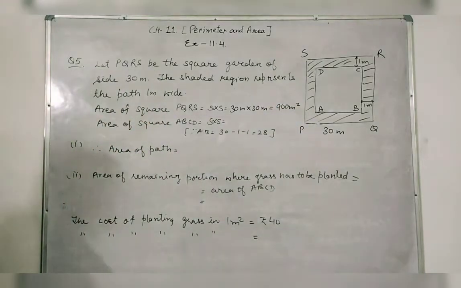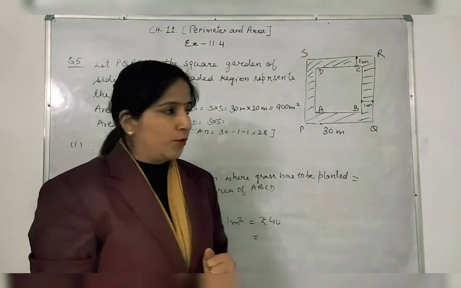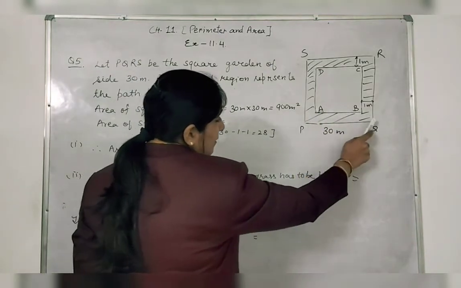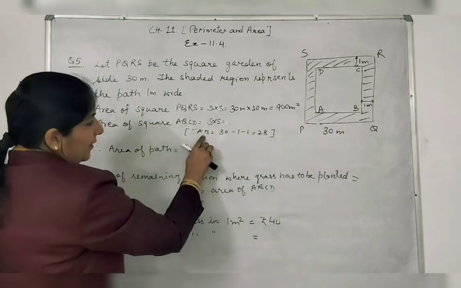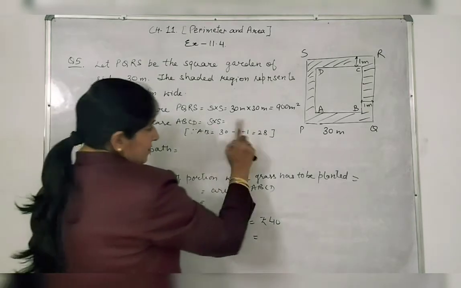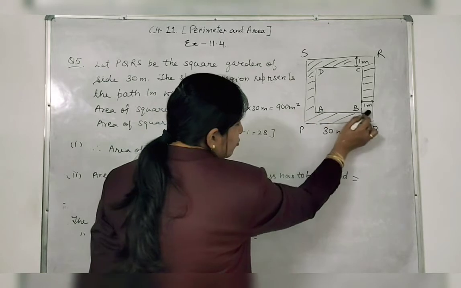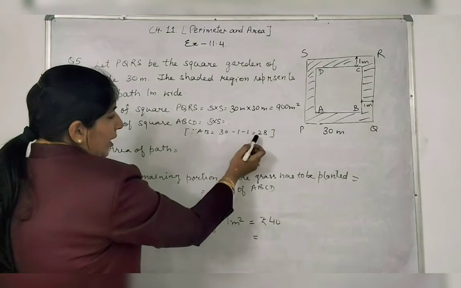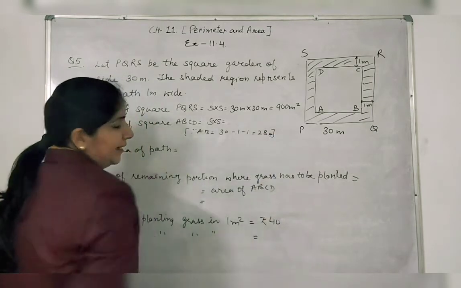Fine. Now, area of square ABCD. To find the area of the inner square, we should know the side of the inner square. So the side is AB, but here the side is not given. We have the measurement of PQ and we know the width of the path. So how can we calculate? We can calculate AB as 30 minus 1 minus 1. Why are we subtracting 2 times 1? Because the width is on this side also and this side. If we remove these two portions, we get AB. So 30 minus 2 equals 28 meters will be the side AB.